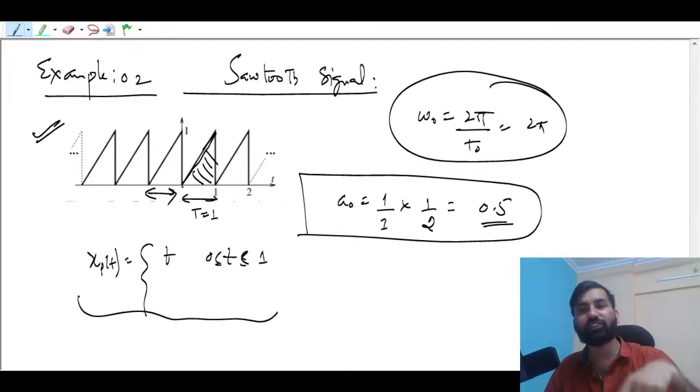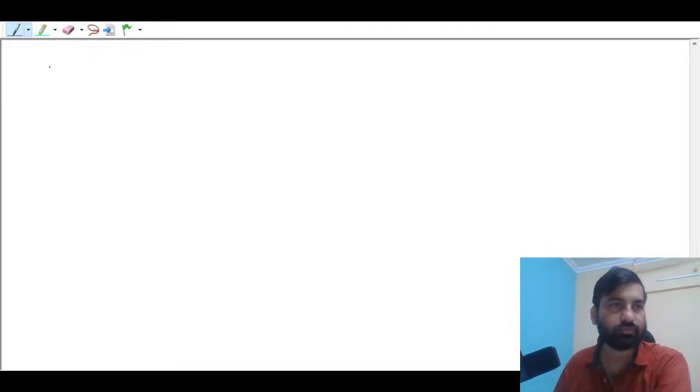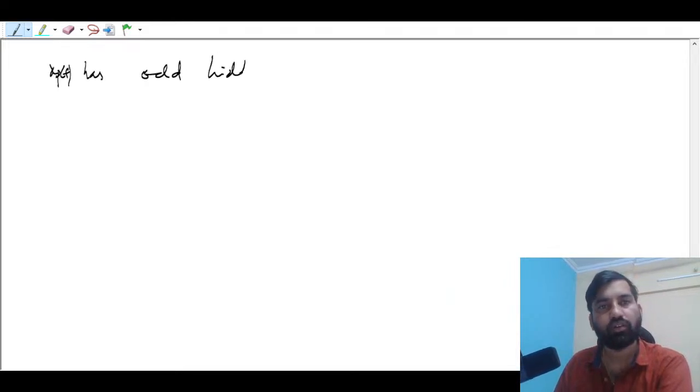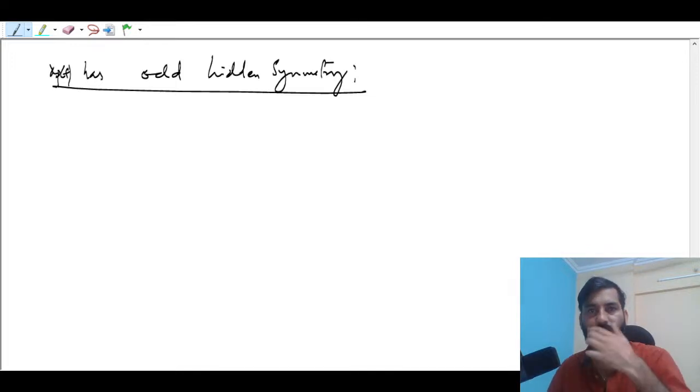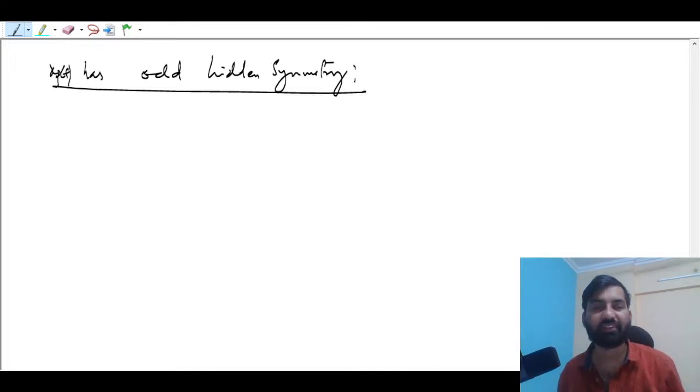If there is an odd symmetry, it means what you have to find out. So this signal x(t) has odd hidden symmetry. Okay, so its exponential Fourier series coefficient is going to be imaginary.